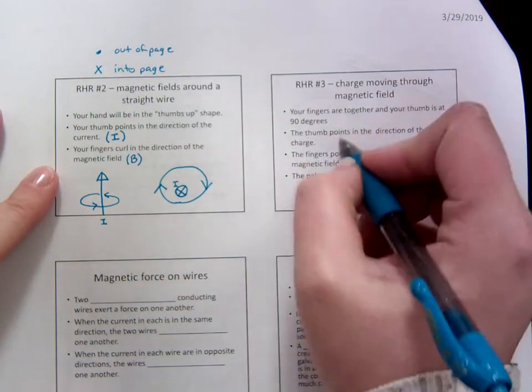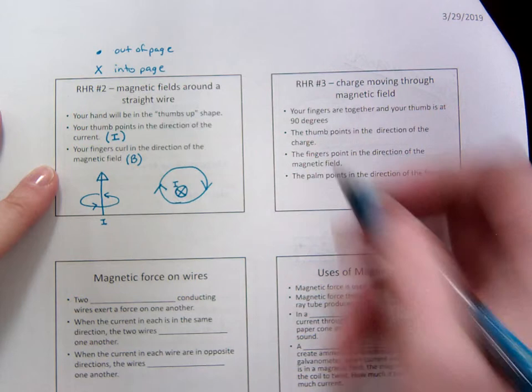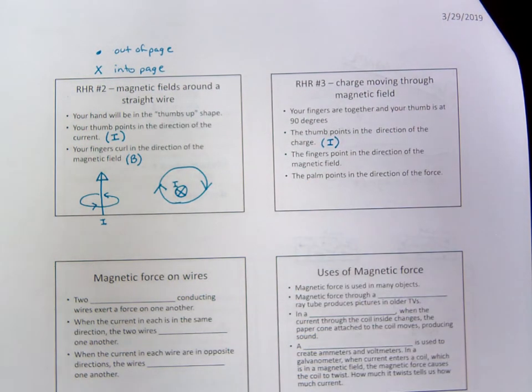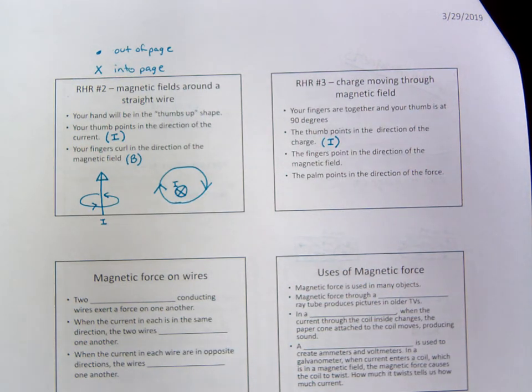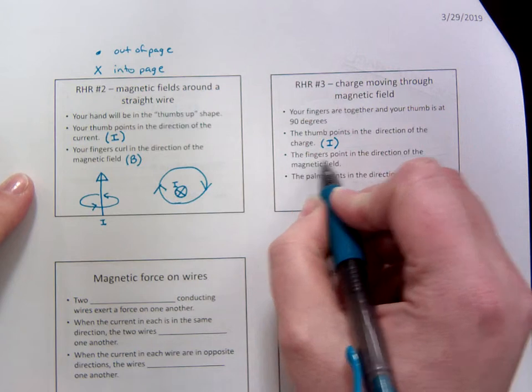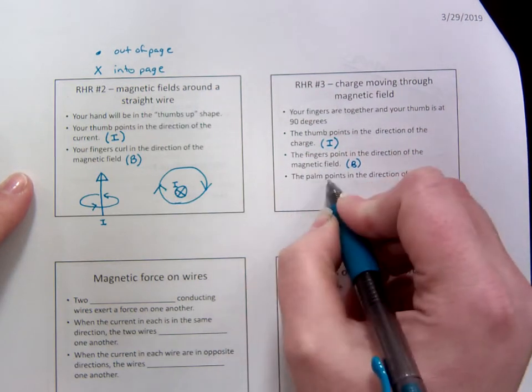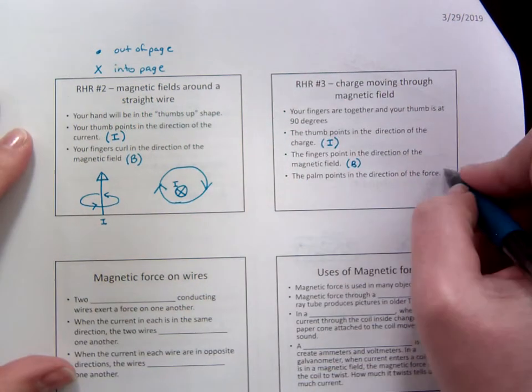Your thumb is going to point in the direction of your charge. Most of the time I will label it with an I. It's not necessarily current. It could just be a single charge, but I tend to label it with an I. The fingers point in the direction of your magnetic field, which again is B. Your palm is going to be your force, F.